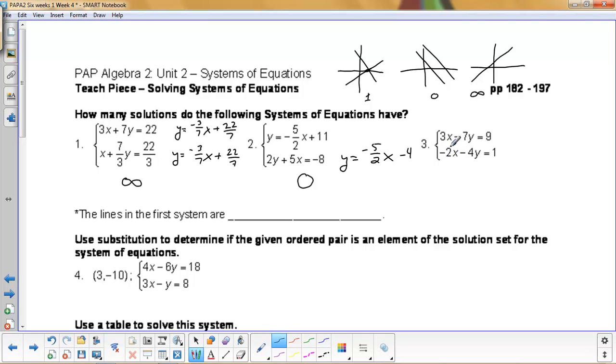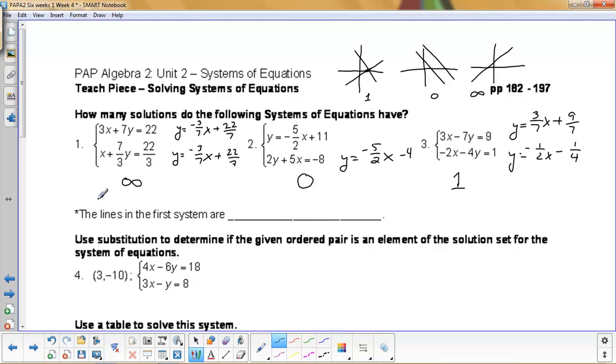Solving for y in equation number 1 will give you the resulting equation. Y equals 3 over 7 x plus 9 over 7. Solving for y in the second equation will give you y equals 1/2 x minus 1/4. Two lines with different slopes and different y-intercepts will give you a single solution.